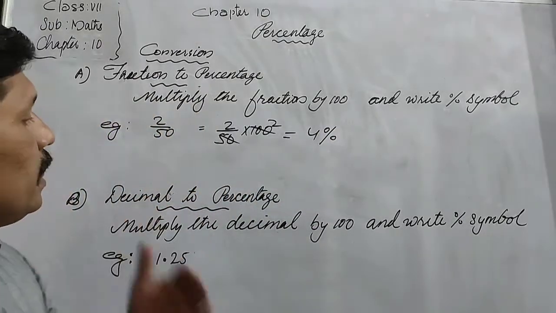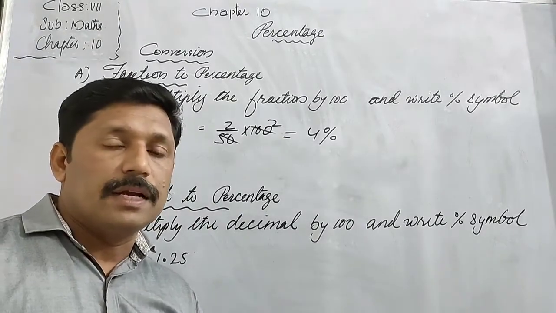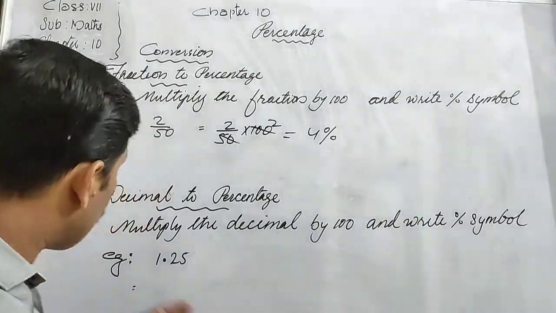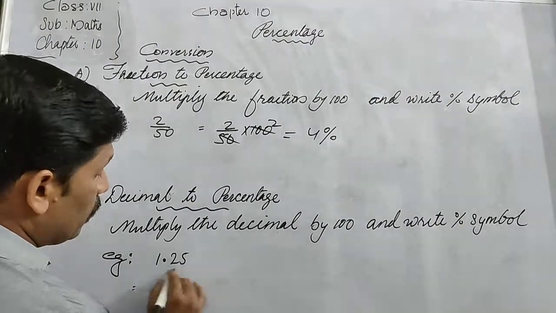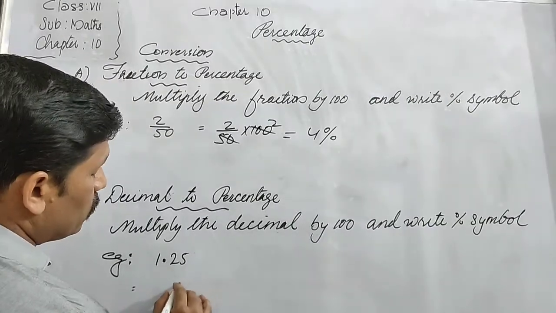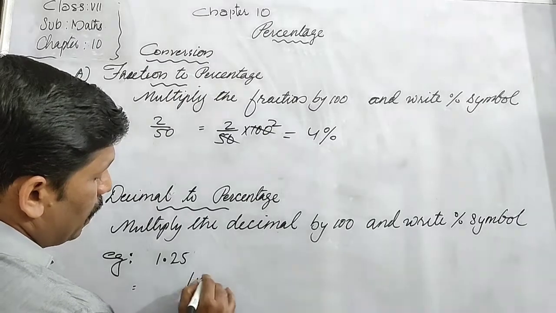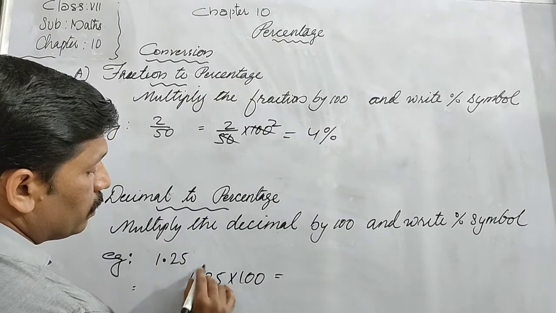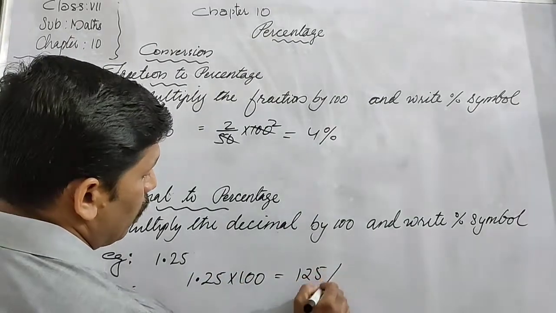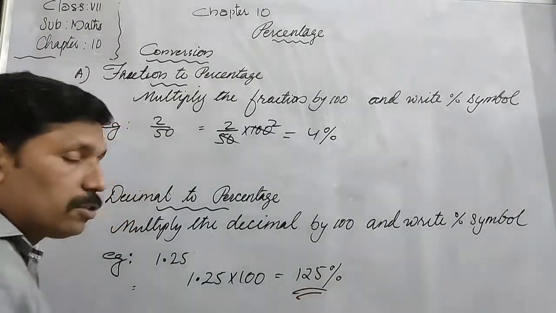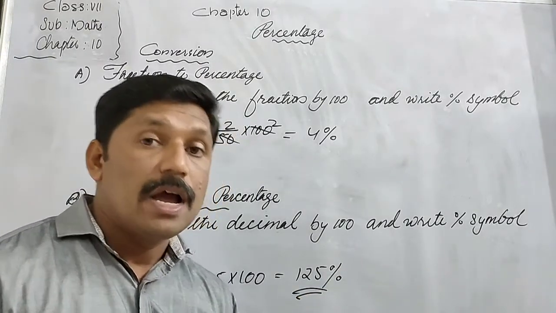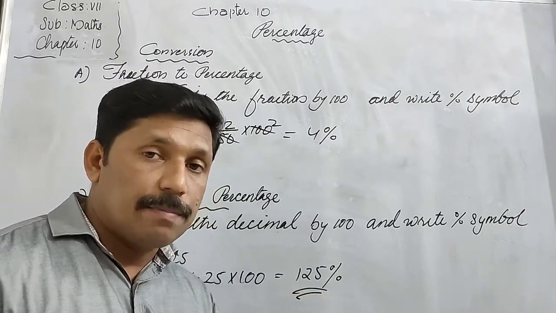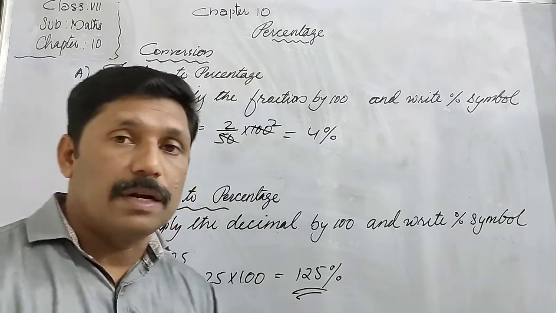Next, decimal into percentage. In order to convert a decimal into a percentage, here also we multiply the decimal by 100 and write the percentage symbol. One example: 1.25 into 100. 1.25 is a decimal number. To change this decimal into a percentage, we multiply 1.25 into 100. The easy way of multiplying by 100 is to shift the decimal 2 digits to the right. So it is 125 percent. Put the percentage symbol in the answer. So students, to convert a fraction into a percentage and also a decimal into a percentage, we multiply by 100 and then put the percentage symbol in the answer.